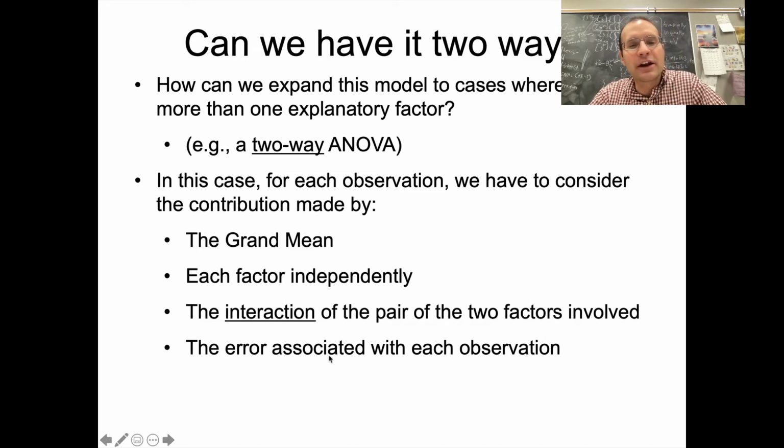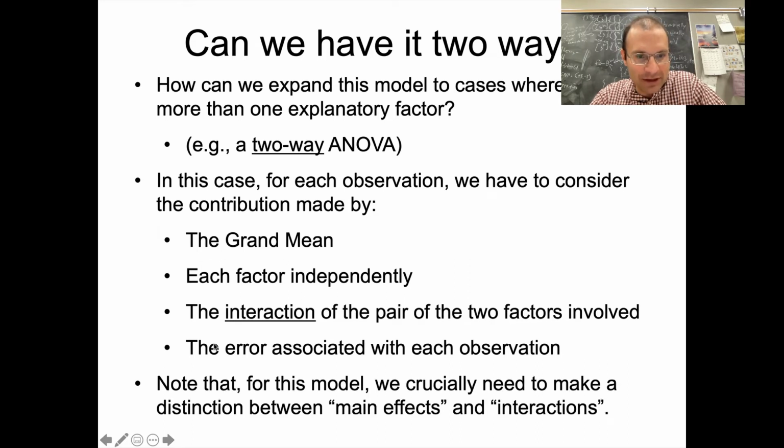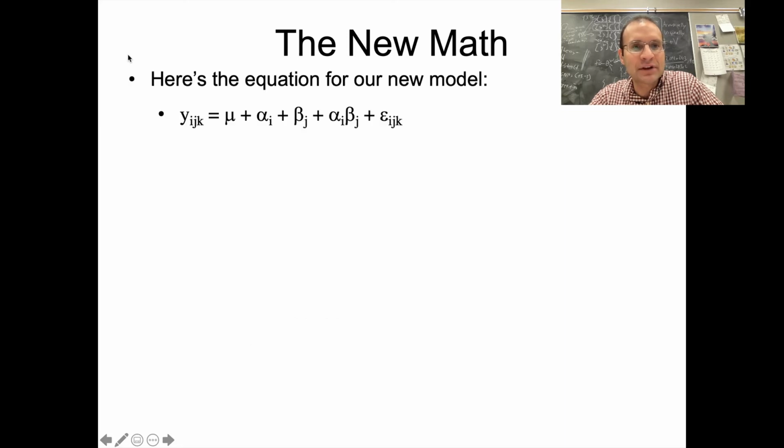And then there's still going to be an error associated with each observation. So I'm going to show you what this all means here, graphically and mathematically as well. But crucially, since we're expanding from 1 factor to 2 factors here, the big addition we're making is a distinction between these independent factors, which we'll call main effects, and then their potential interaction, which we'll call interactions. So the main effects can be significant on their own, and then the interaction could be significant as well.